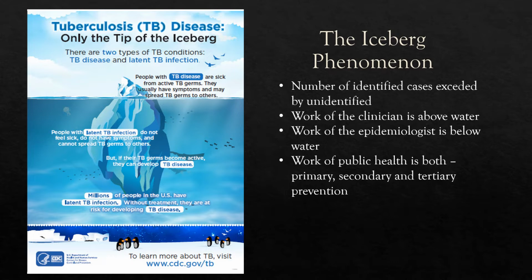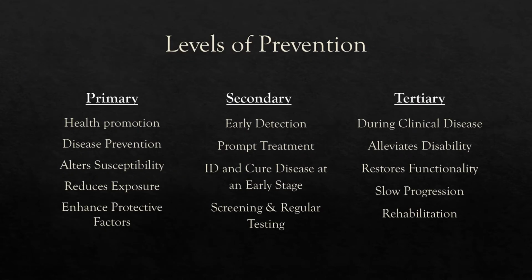That said, the work of public health is both, that it's the work of health departments and the state health department to contact trace those with TB infection and all their contacts, and provide them all with treatment, whether they have active disease or latent TB. And that constitutes primary, secondary, and tertiary prevention. So what do I mean by primary, secondary, and tertiary?